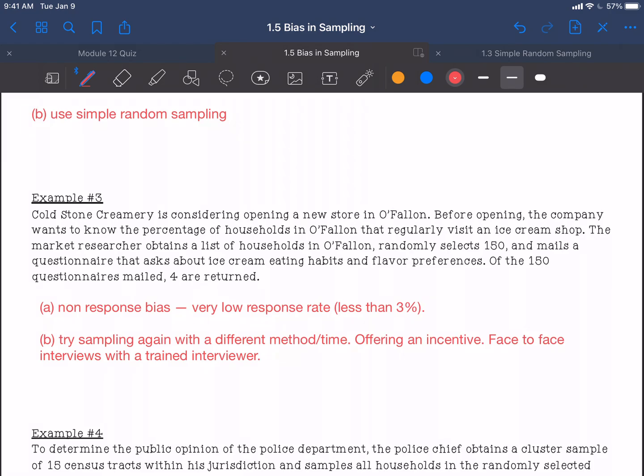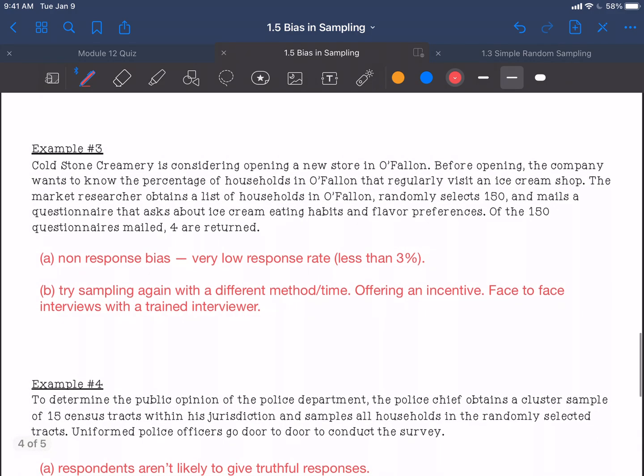Another option would be offering an incentive. So maybe offer 20% off their first visit, or a free ice cream cone, free milkshake, whatever it is, for Cold Stone in general. Even if they don't want to have one in their town, they might visit one somewhere else. So offering the incentive to help get responses. They could also go face-to-face interviews with a trained interviewer. So Cold Stone could hire a trained interviewer and have them go to the households.